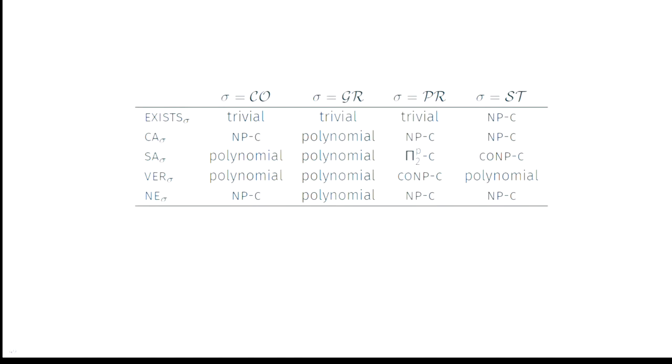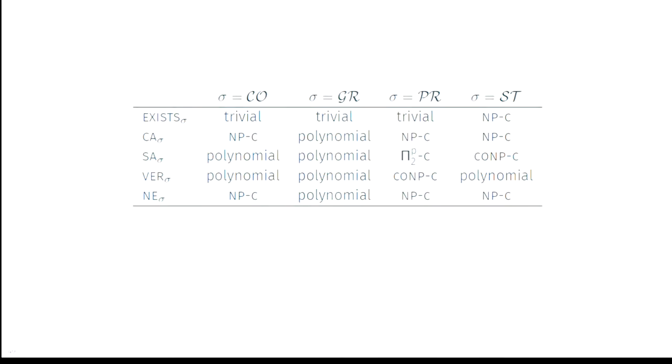Then, given a set of arguments, you may want to verify whether that set of arguments is an extension of a semantics. And apart from preferred, it is polynomial for the others. And the last one is to identify a non-empty set that is an extension for that semantics, and apart from the grounded, it is NP-complete.